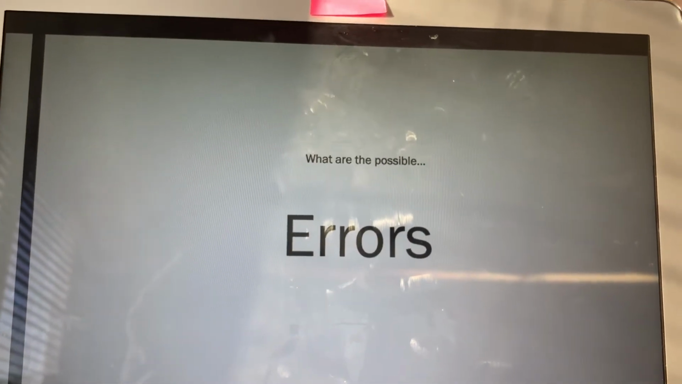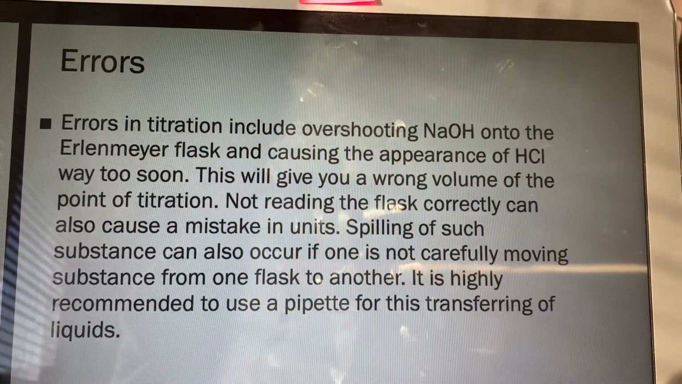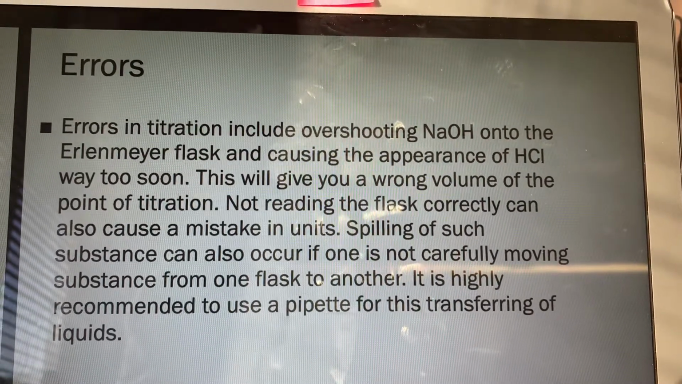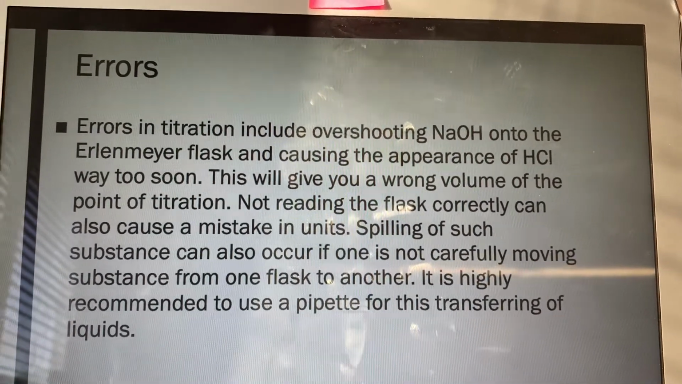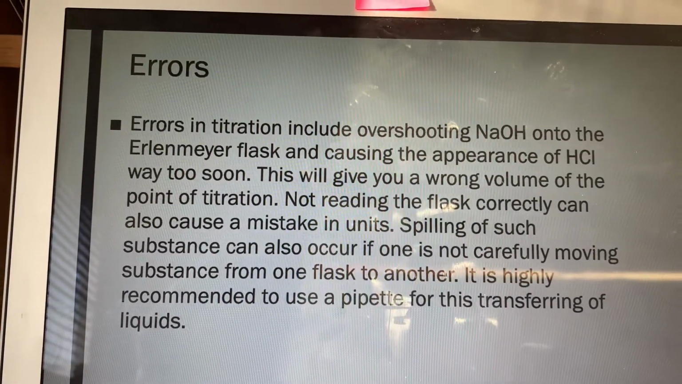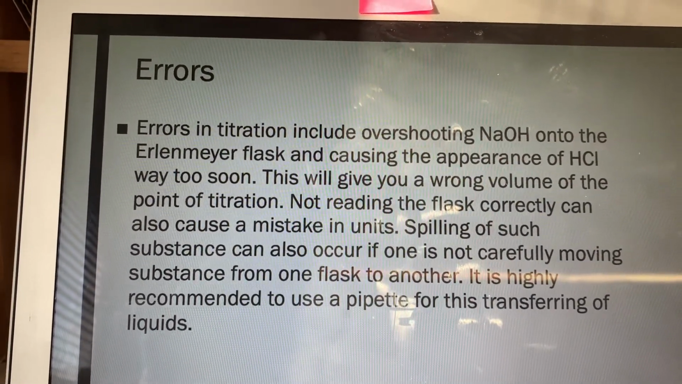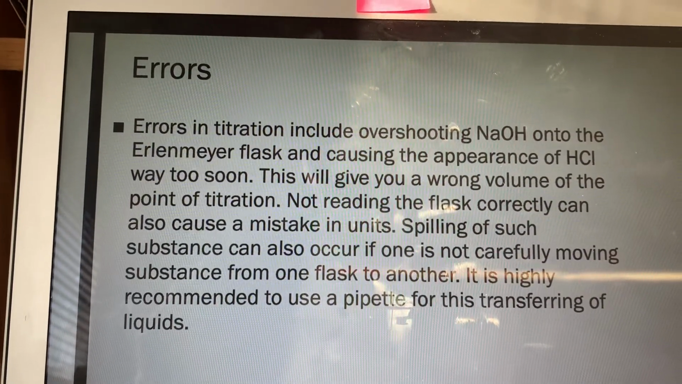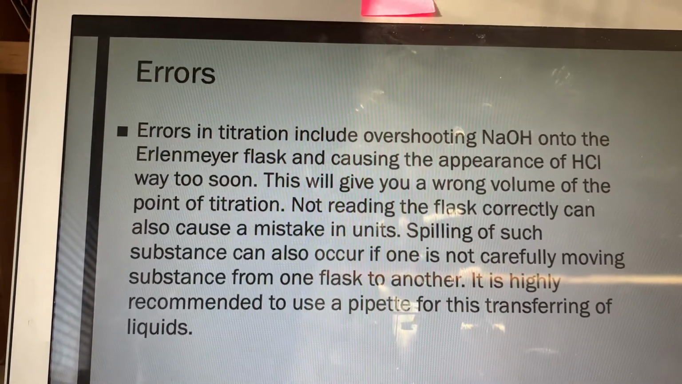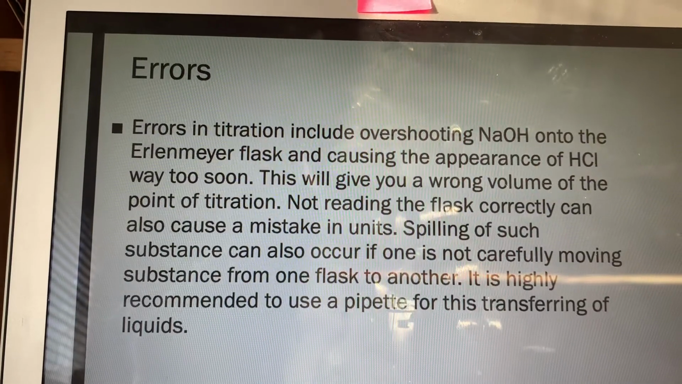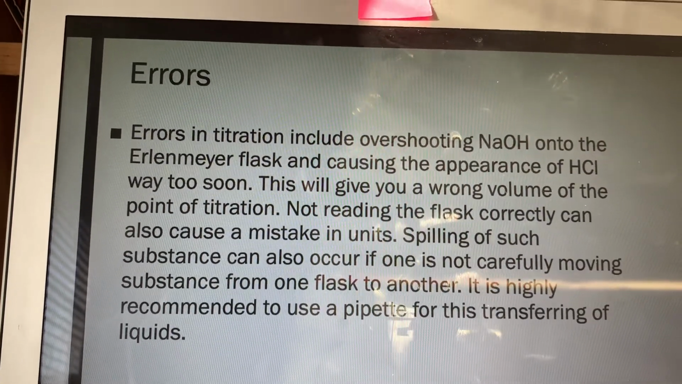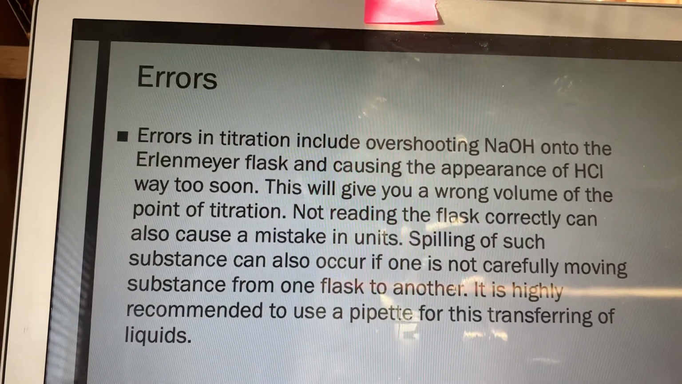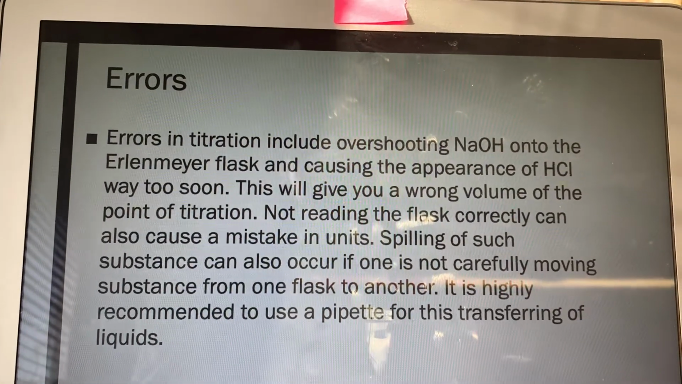What are the possible errors? Errors in titration include overshooting NaOH into the Erlenmeyer flask and causing the appearance of HCl way too soon. This will give you a wrong volume at the point of titration. Not reading the flask correctly can also cause a mistake in units. Spilling of the substance can occur if one is not careful moving substance from one flask to another. It is highly recommended to use a pipette for this transferring of liquids.